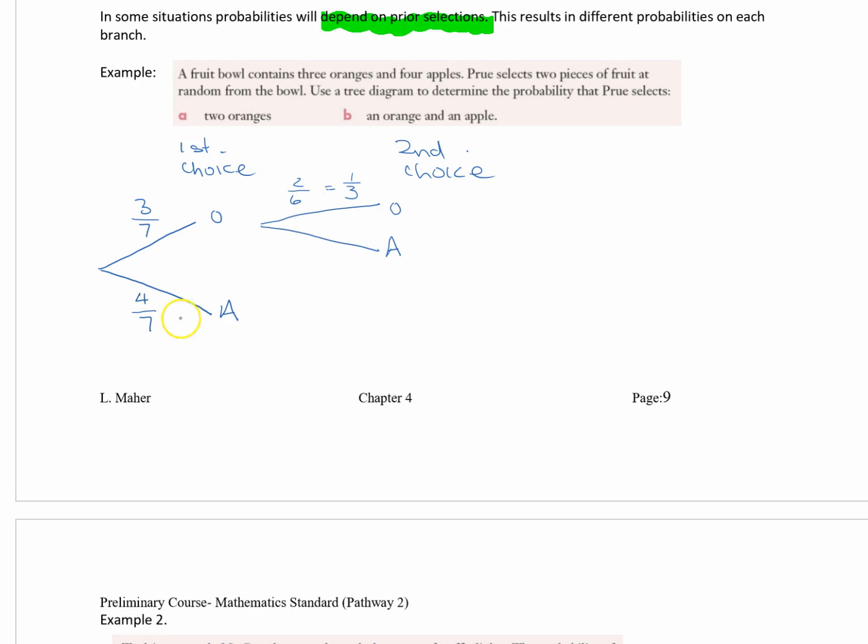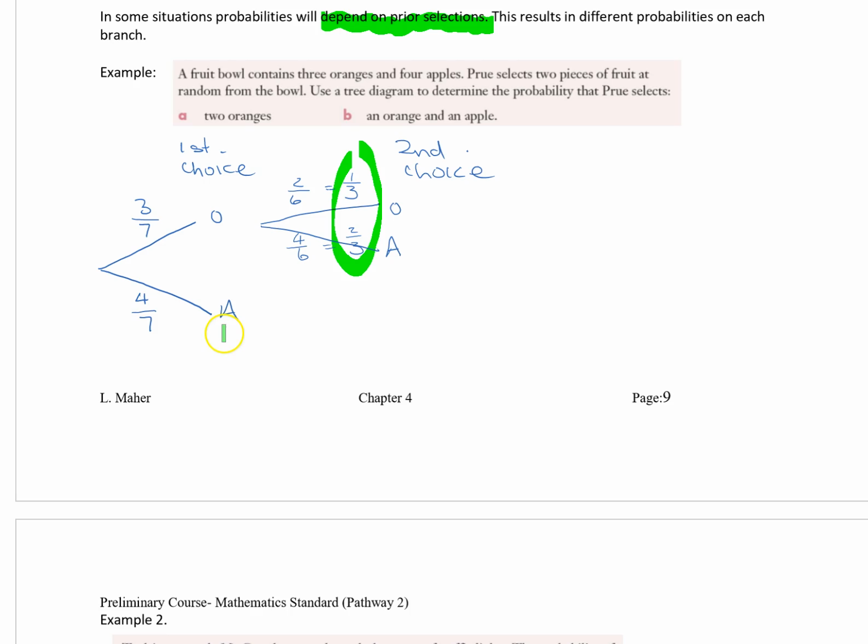Then we know that there are still 4 apples. After an orange has been taken, still 4 apples, and that would normally be 4 in 6, which we know is 2 in 3. And we can see that the test for the probabilities adding to 1 is actually evident here.